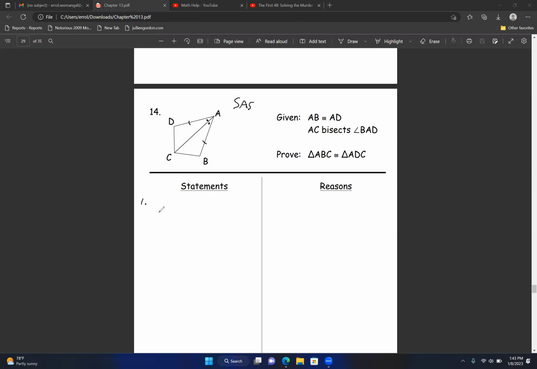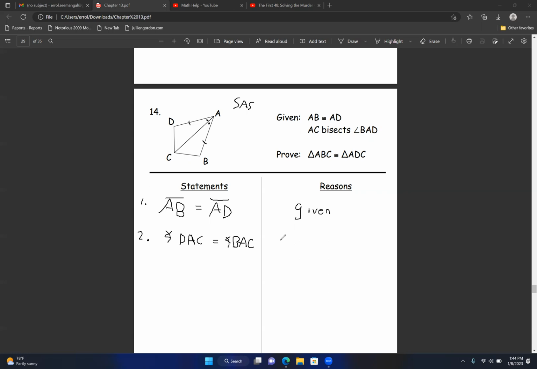Line segment AB equals line segment AD. What's the reason? Given. Number 2, what's the angle? Angle DAC equals which angle? BAC. But what's the reason?